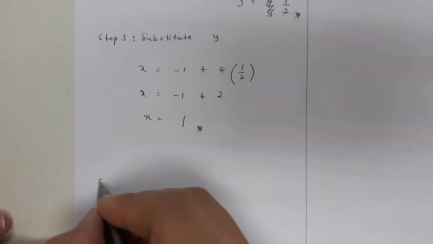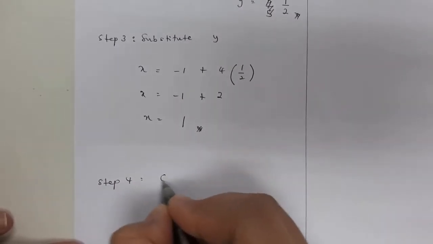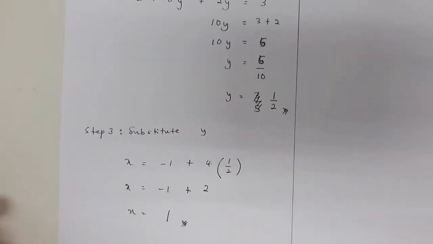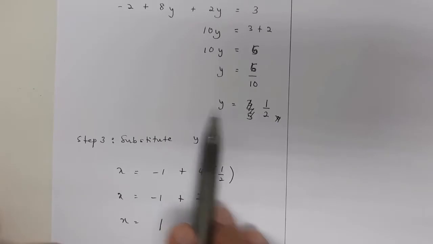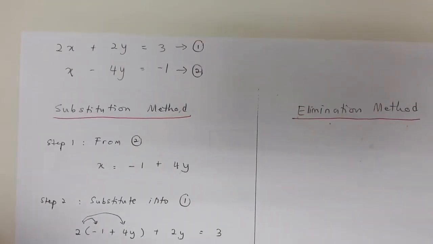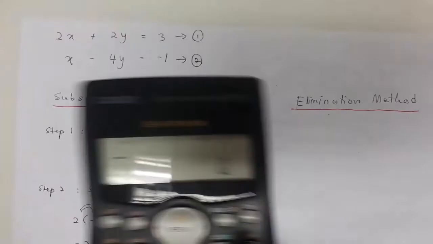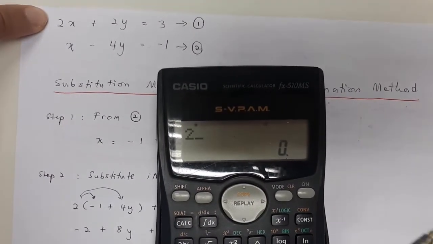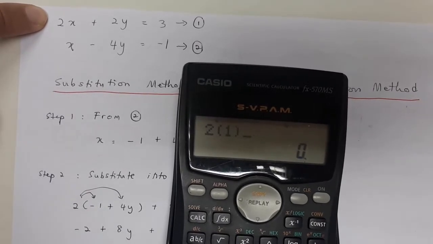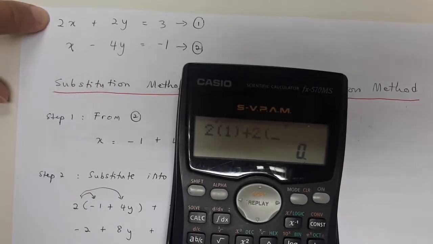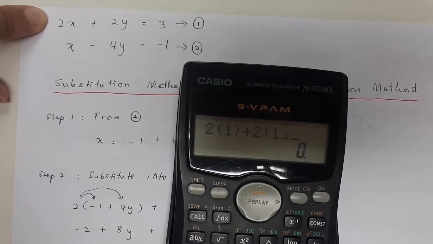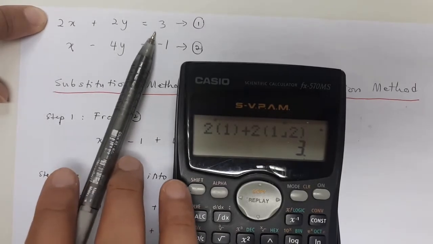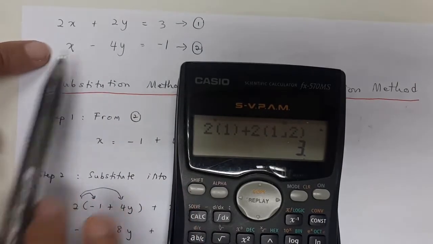And finally, step 4, we have to check. x equal 1 and y equal 1 over 2. Substitute into the original equations. Let's start with the first equation. 2, we get x equal 1, so multiply by 1, plus 2. We get y 1 over 2, multiply by 1 over 2 equal 3. Which is correct.